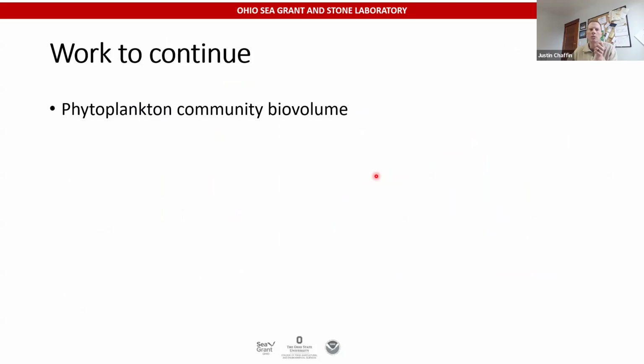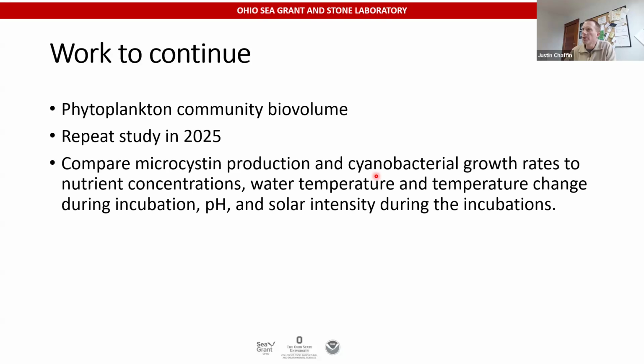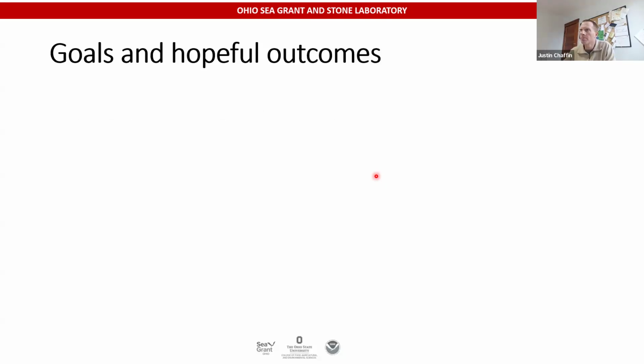To continue, we are currently quantifying the phytoplankton community in our samples to see what cyanobacteria were out there. It was predominantly Microcystis, most of the bloom. We did see some Dolichospermum later in the season, but Dolichospermum doesn't produce microcystin. We'll be repeating the study again, and then comparing microcystin production and also cyanobacteria growth rates to the nutrient concentrations, the water temperature, changes in temperature, pH, sunlight, and other weather parameters.